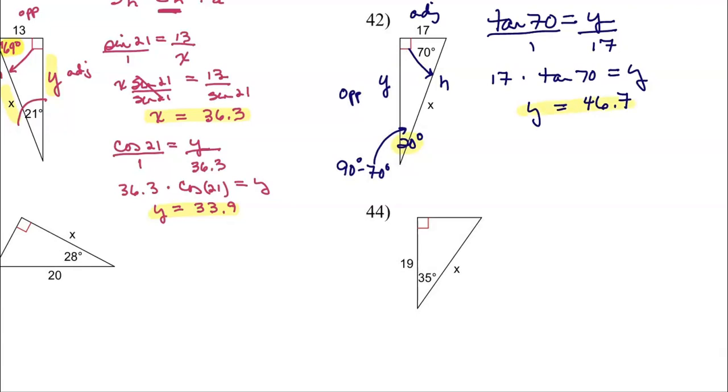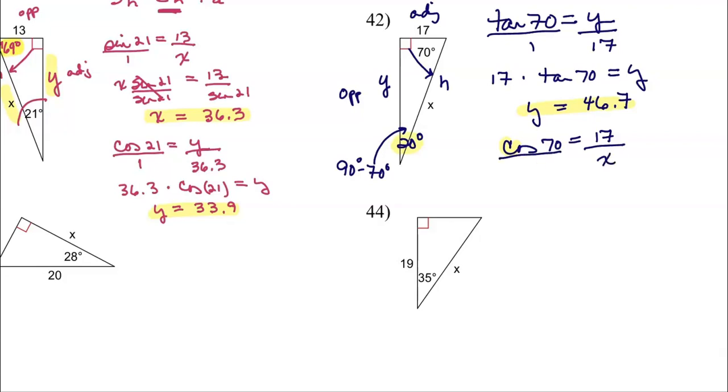Then, why don't I use the 17 and try to get the x? So I'm going to say, from the 70's point of view, the 17's adjacent, and the x is the hypotenuse. So adjacent over hypotenuse is cosine. To find the next side, I'm going to say cosine of 70 equals adjacent, which is 17, over hypotenuse, which is the x, which is the missing side.